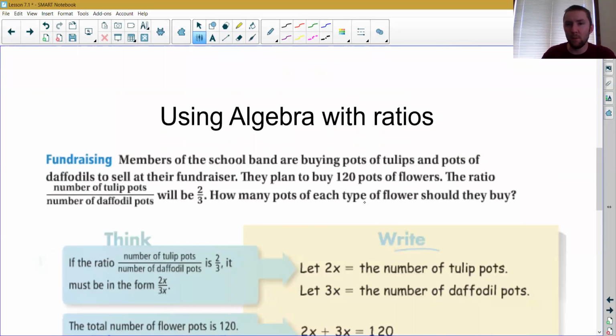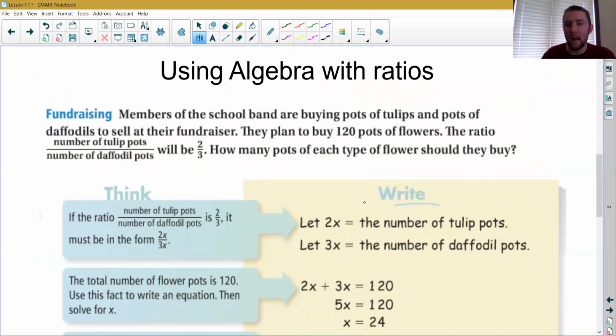It's actually more applicable for us in geometry class to use algebra with ratios. So I'm going to go through this word problem real quick, and then I'll show you a geometry example which uses what we call an extended ratio.